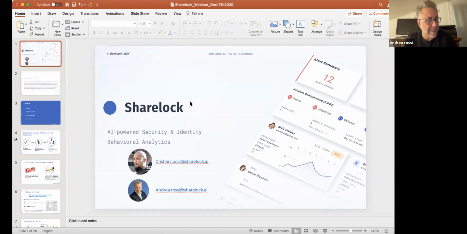Presenting the identity-centric behavioral analytics approach by Sherlock for insider threat and fraud detection, as well as our capability of contributing with some action to the identity governance part. Today on stage, it's myself, Andrea Rossi, and Christian Lucci, the CEO of Sherlock, and I think we can get started.